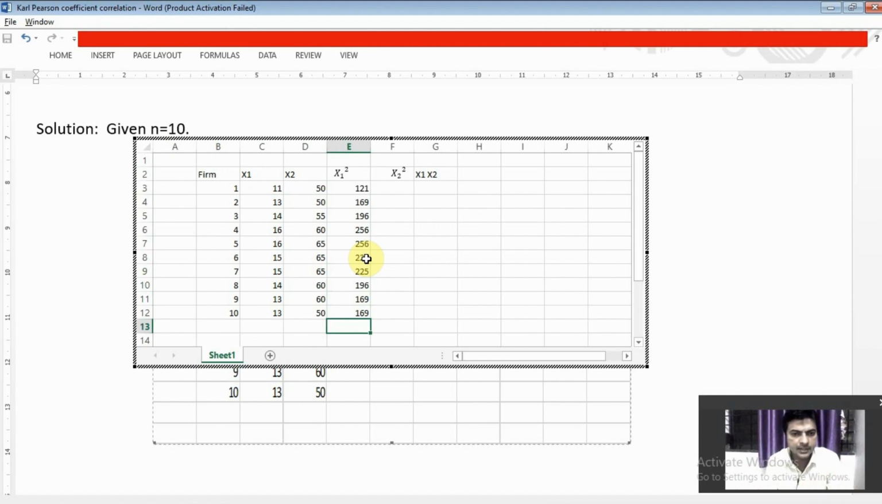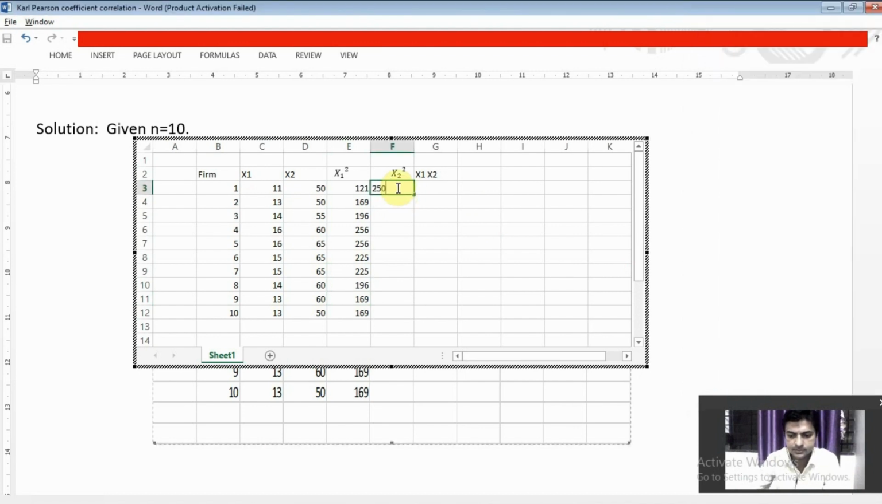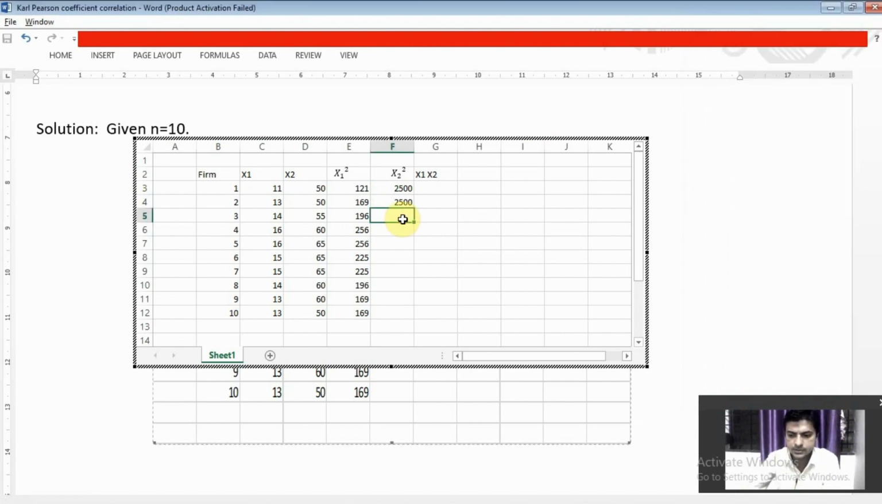So now you'll get the x1 square. The next we have x2 square. Here you can see 50 square is there. Yes, immediately do it in the calculator. 50 square, 2500. Similarly next we have 50 square again, 2500, right? Then we have 55 square. Yes friends, what is 55 square? 55 square, we have 3025. Then we have 60 square.